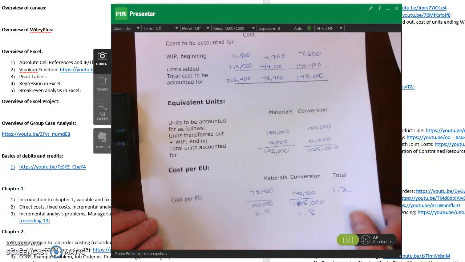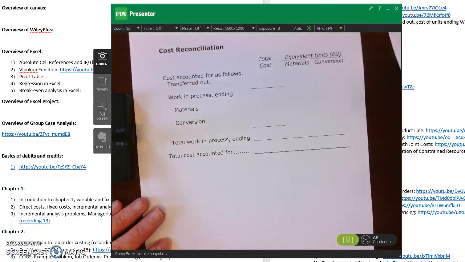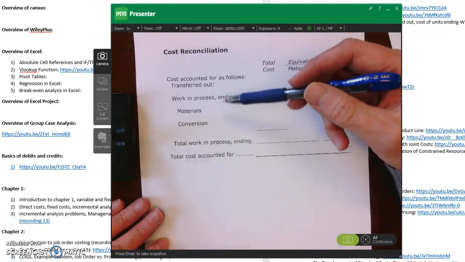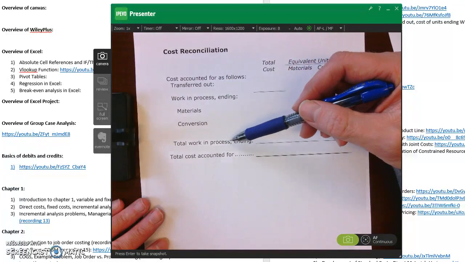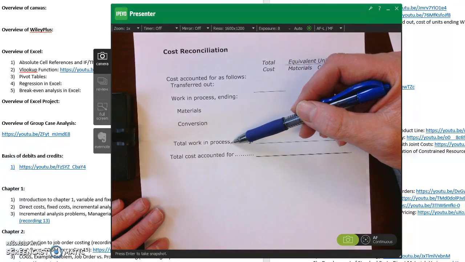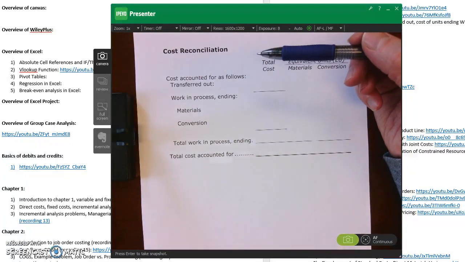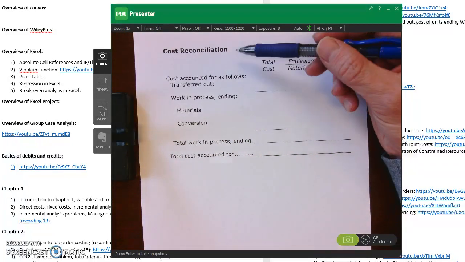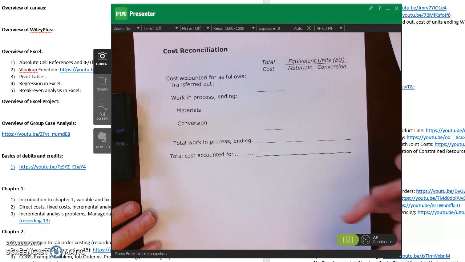So on the next page, we're going to go ahead and figure out the cost of the units transferred out and the cost of the units in ending WIP. You may want to pause the lecture video again here to see if you can calculate that before I go over it, and then also go over the cost reconciliation. All right, I'm going to start going over it.